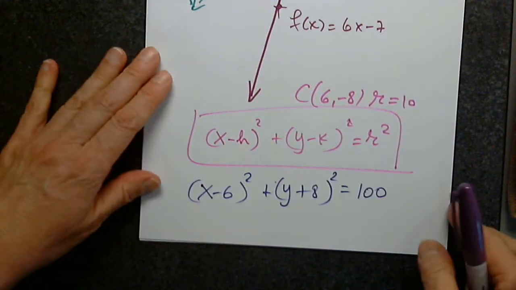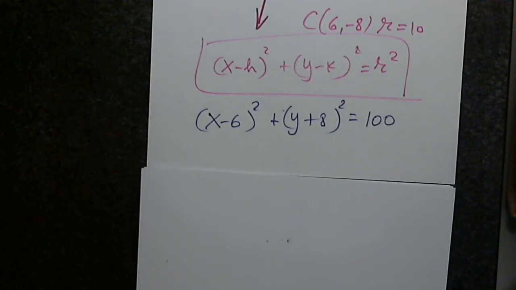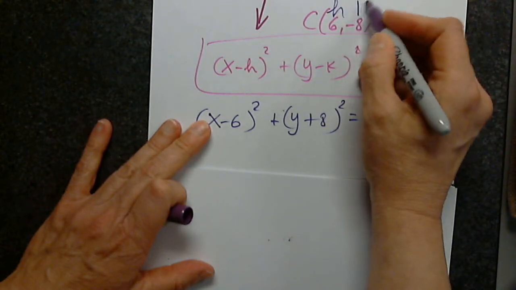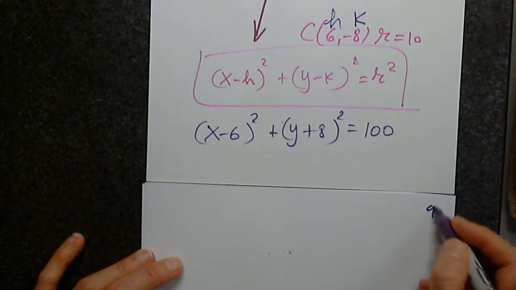I just have one question for you. Sometimes the letters confuse me. So h is actually acting as the x-coordinate? Yes, these are the coordinates of the center of the circle.